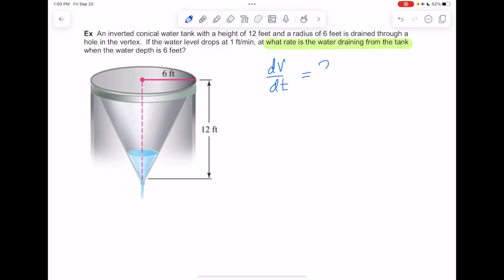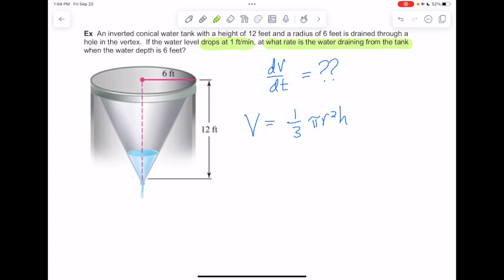And if dV/dt is what we're trying to find, then we need a formula that involves volume, and it needs to be the volume of one of these conical tanks. From geometry, that formula is V equals 1/3 times pi r squared h. That's the formula for the volume of a cone. If we take the derivative with respect to time of that, it'll give us dV/dt. Notice h is in there, and they talk about when the depth of the water is 6 feet. They say the water level is dropping at 1 foot per minute, so that's dh/dt because the height is changing. So that's a good piece to have.